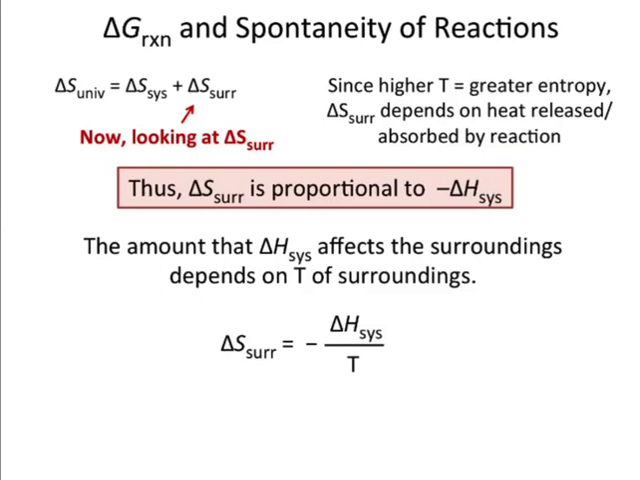Now, it turns out that the amount that the enthalpy change, delta H, of the system affects the surroundings depends on the temperature of the surroundings. If you're putting out some heat into surroundings that are really cold, that's going to have a big effect. If you're putting some heat into surroundings that are about the same temperature, that really doesn't do much. So that's why there's this temperature in this formula as well. And I talked about why we have the negative sign, so we're good there.